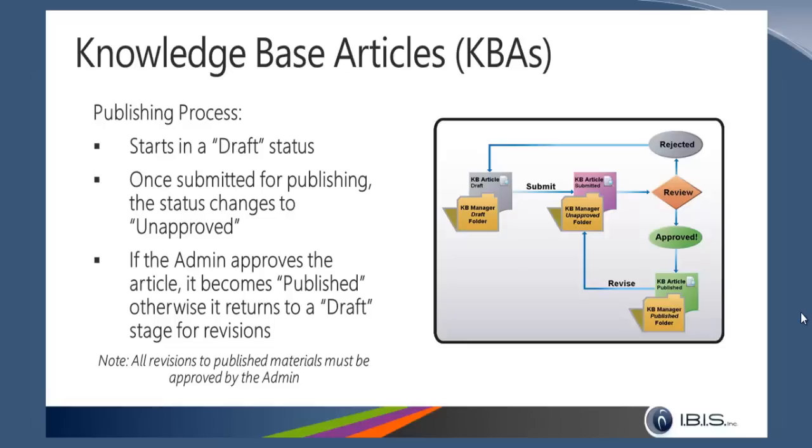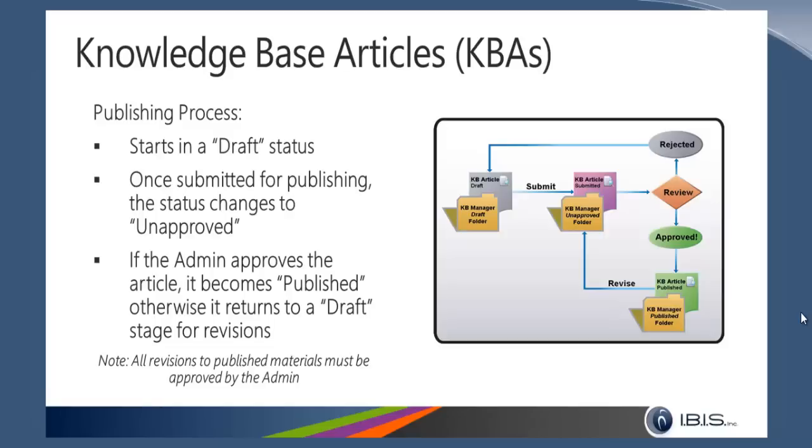So when you first create a KB article, it starts in a draft status. Once submitted for publishing, the status will change to unapproved. That's when the admin will come in and decide whether or not it is good enough to be published or if it needs further revisions. So if the admin approves the article, it will change to a state of published. Otherwise, it will return to a draft stage for revisions. But note, all revisions to published materials must be approved by the admin.